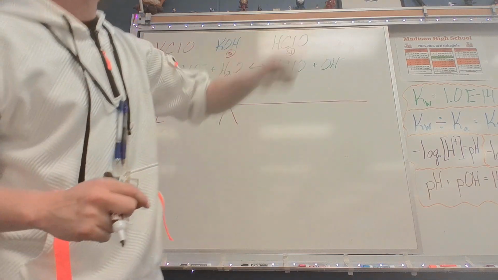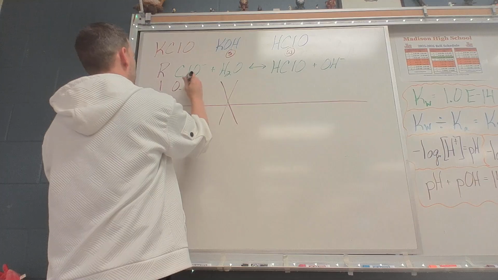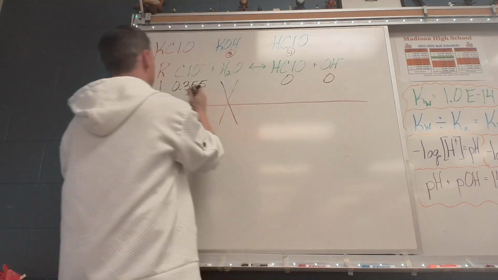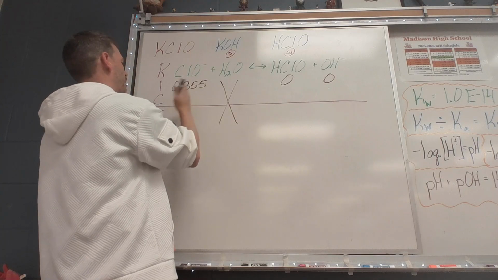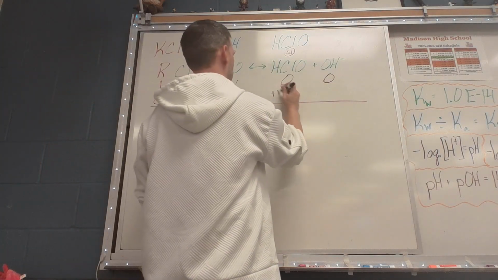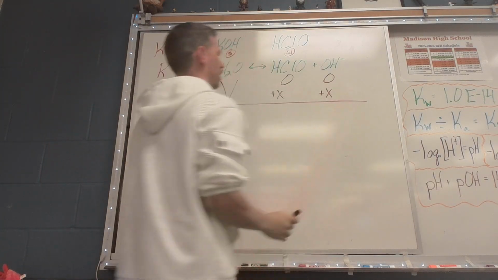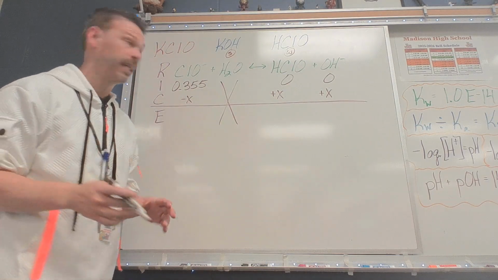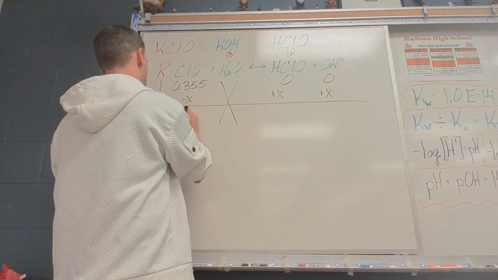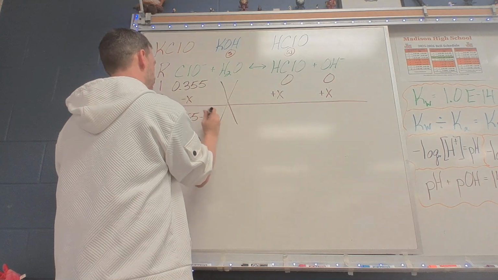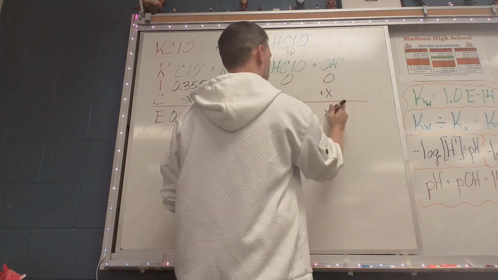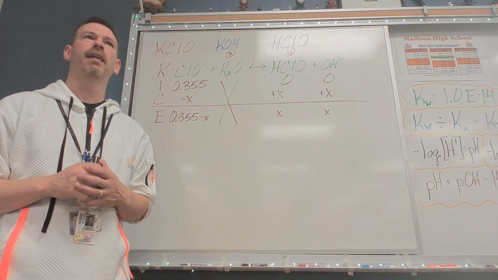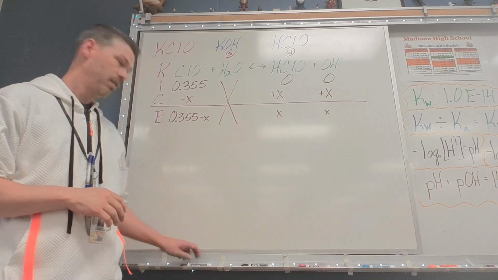The initial concentration given is 0.355, and we have none of the products. We are really good at our shifts. And I plus C equals E. Any questions right here? Don't suffer in silence. I love to explain myself.